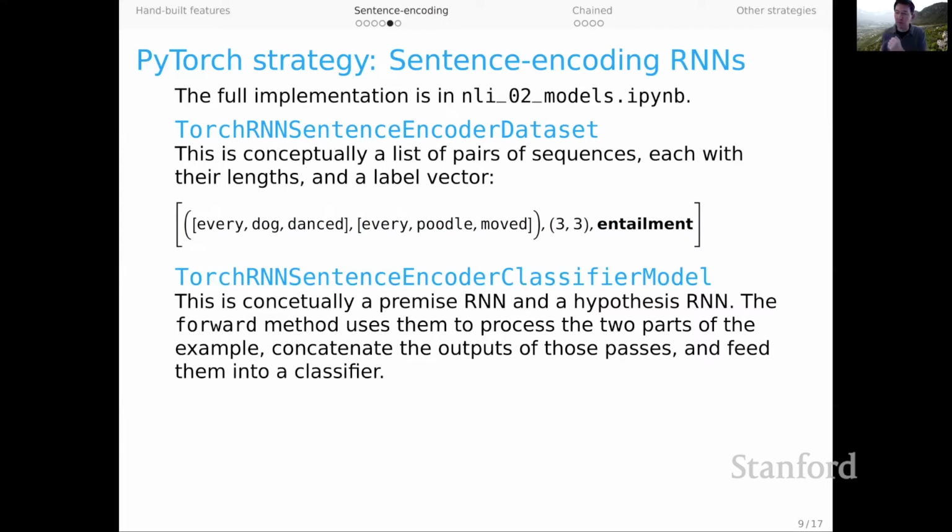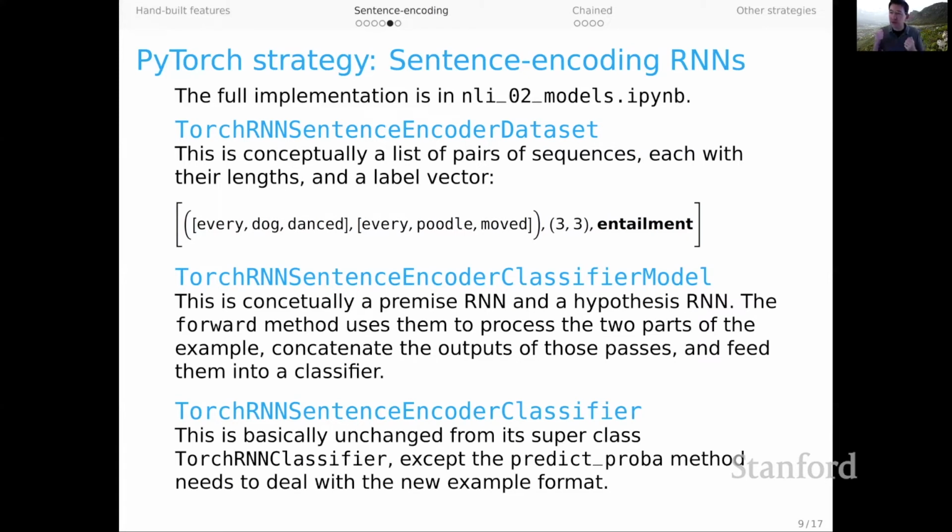Then the core model for this is conceptually just two RNNs. And the forward method is just essentially bringing those two pieces together and feeding them to the subsequent classifier layers. And so that's very conceptually natural, and it's just down to having two separate RNNs that you implement using the raw materials that are already there in the code.